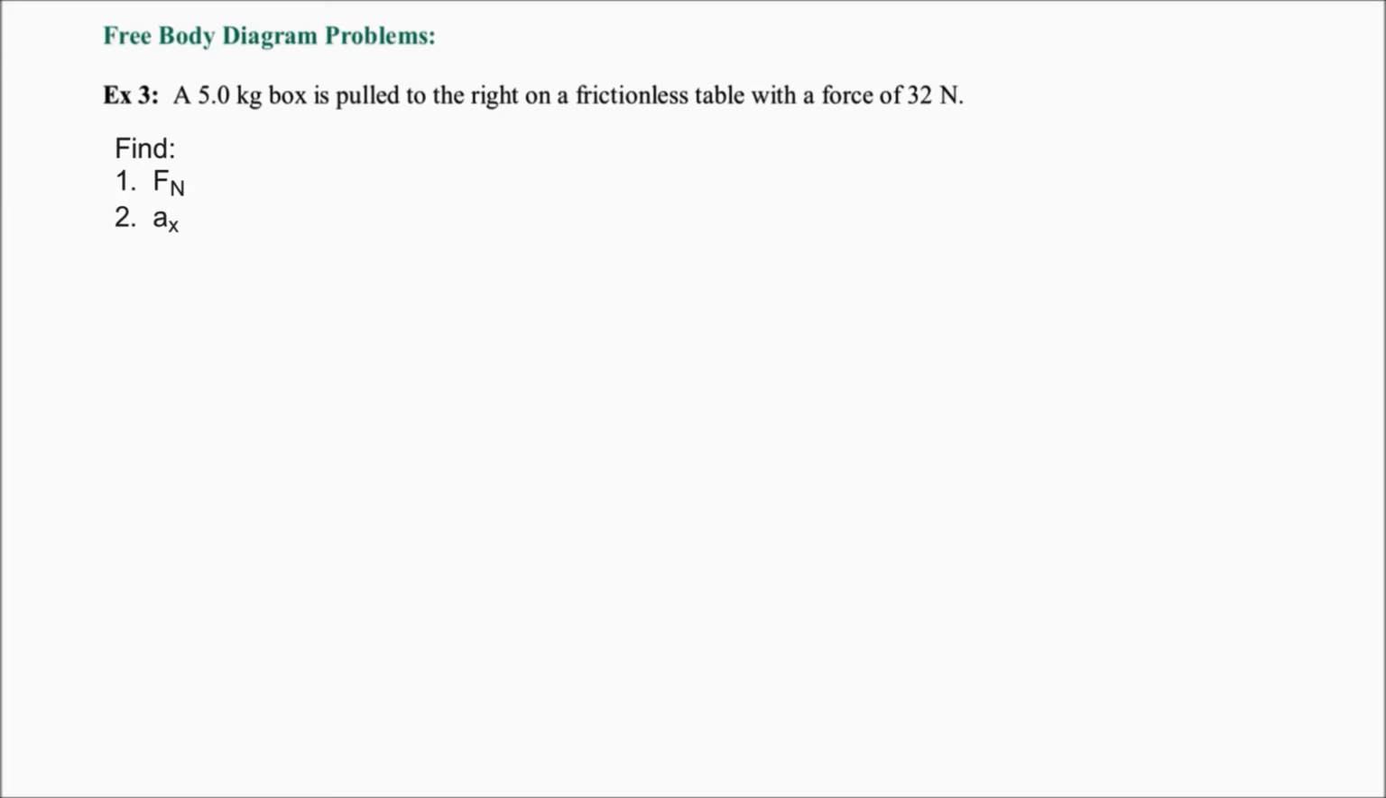Okay, so here's a question. A 5 kilogram box is pulled to the right on a frictionless table with a force of 32 newtons. Find the normal force and the acceleration in the x-axis. Okay, so let's see here. We've got a box on a table. It's being pulled to the right, and the force is 32 newtons. And this is a 5 kilogram box. And there is no friction.